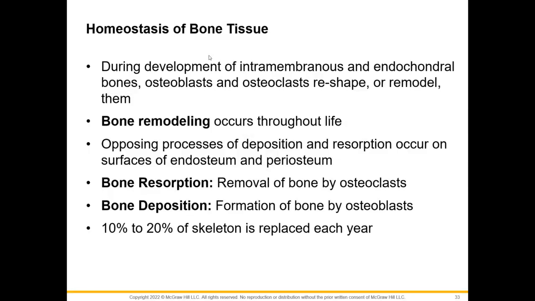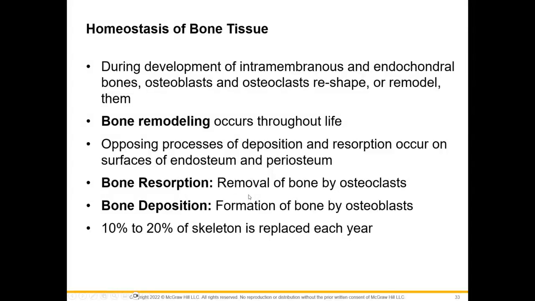Okay, so bone tissue does ossify eventually, as we said, and then the bones are still going to have some of the major functions occurring well later into life, like basic homeostasis. During development of the intramembranous and endochondral bones, osteoblasts and osteoclasts reshape, they remodel. Bone remodeling does occur throughout life, okay, because those cells do not last forever, so we have to do some replacement. And you have opposing processes of deposition and resorption that occur on the surfaces of the endosteum and periosteum.